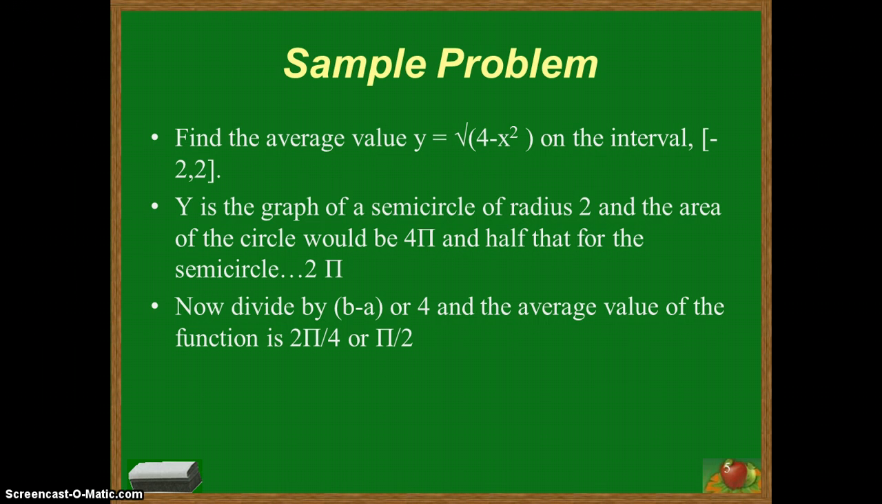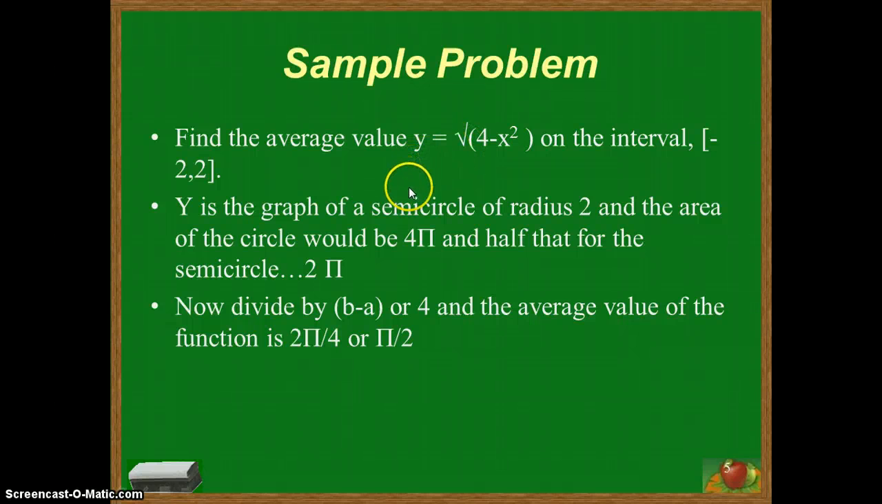We can do that, or another way we can do it is we can recognize that this curve is really a geometric shape. What do I mean by that? Well, if I square both sides of my original equation, y equals the square root of 4 minus x squared, I get y squared equals 4 minus x squared. One might recognize that as the equation, not the area, of a circle. So if I'm just taking the square root of this, what I have is a semicircle.